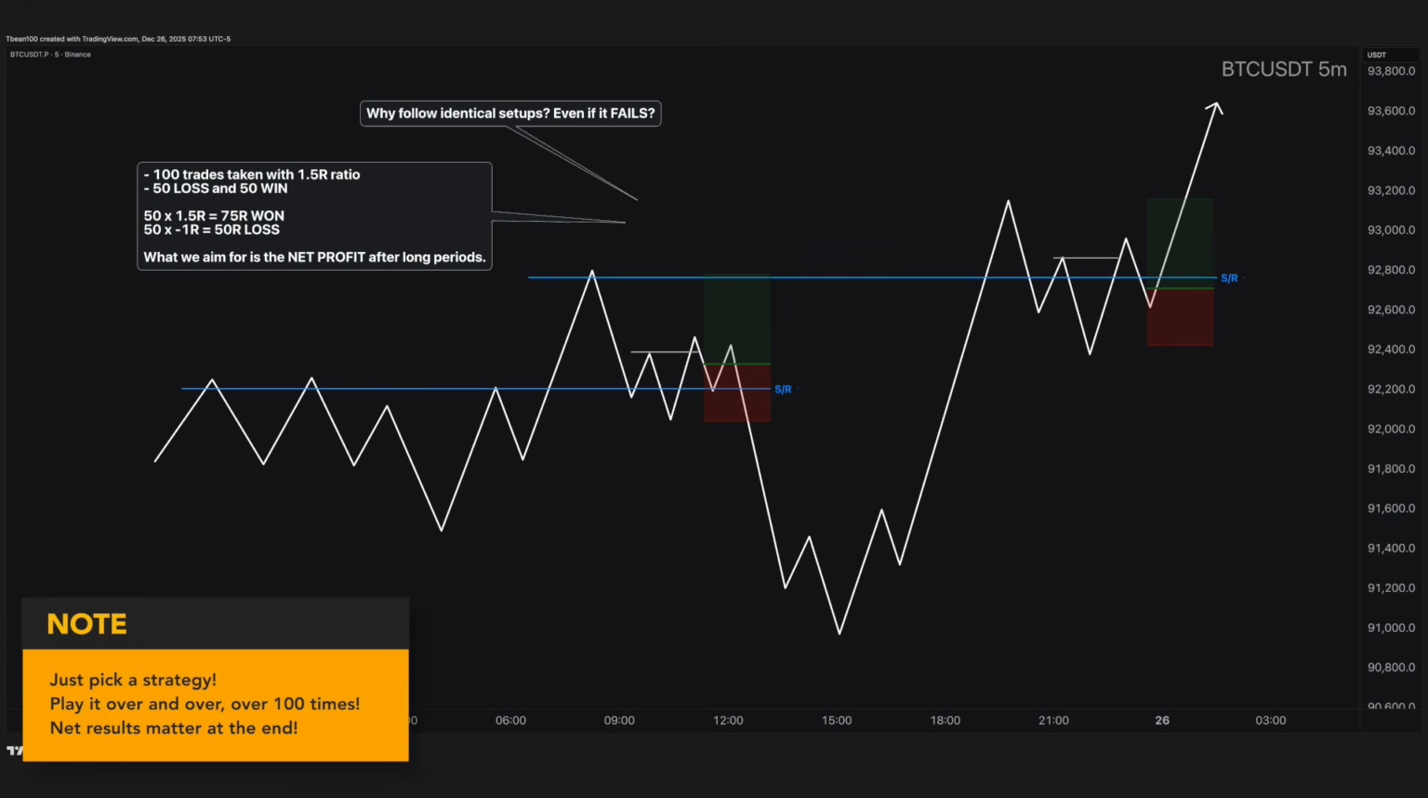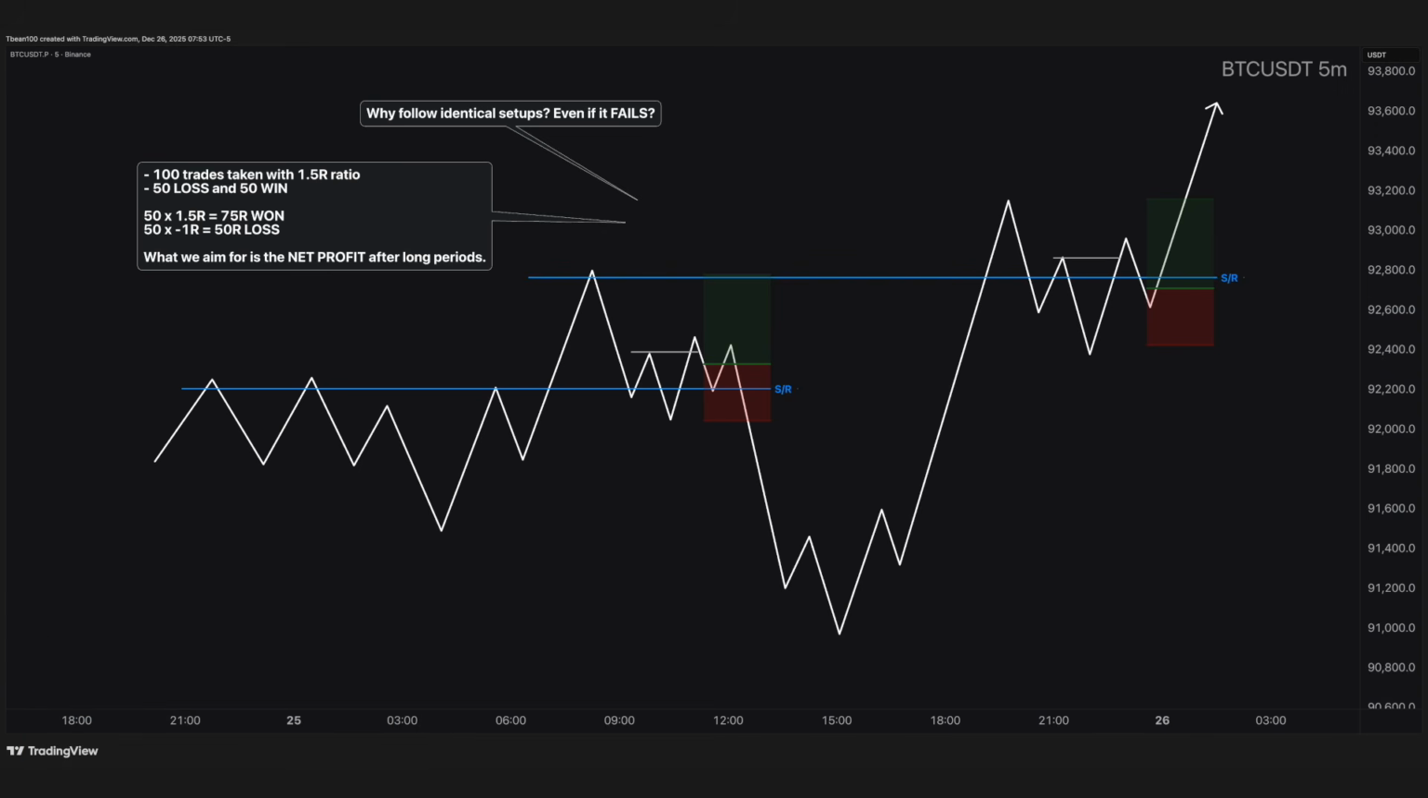It could be RSI trading, it could be trend-based setups, or it could even be moving averages. If you take the same trades over and over again hundreds of times, what we are really trying to achieve here is the net profit at the end. A lot of people focus too much on a single trade instead of the bigger picture. For example, they say, I used this pattern once and the trade failed, so this pattern must be useless. But the truth is, you cannot see the results until you trade the same patterns, setups, or strategies consistently for hundreds of trades.